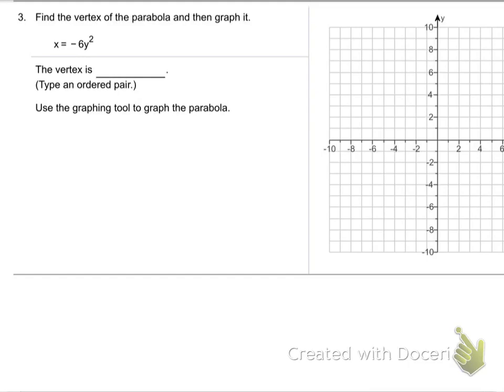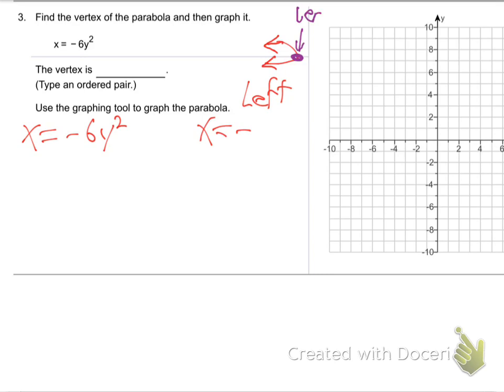Okay, so here on number 3, now notice what we're doing. We have x is minus 6y squared. So whenever you have x equals negative, that's left. Negative x is left. So we know this parabola is going to open to the left like that. So now the most important part of finding a parabola is finding its center. They're called the vertex, the center of the parabola. How do we find its center?